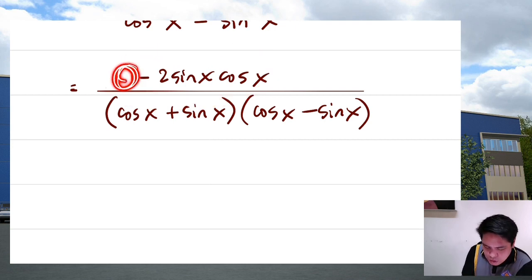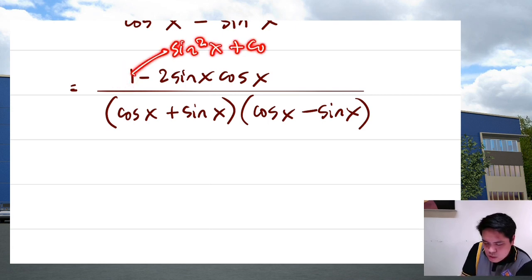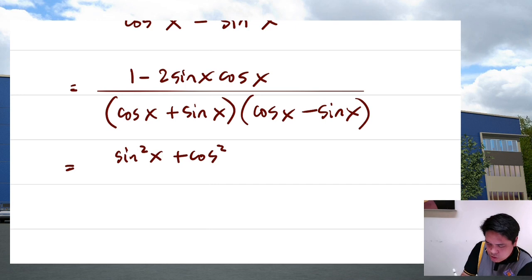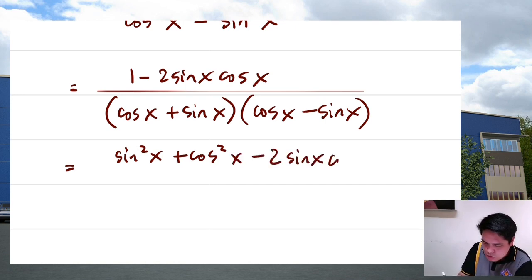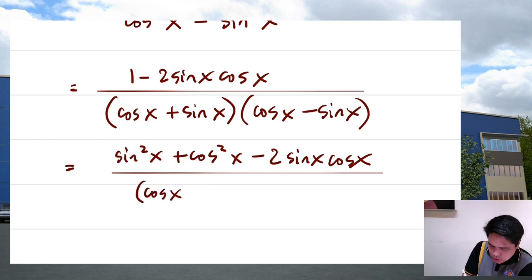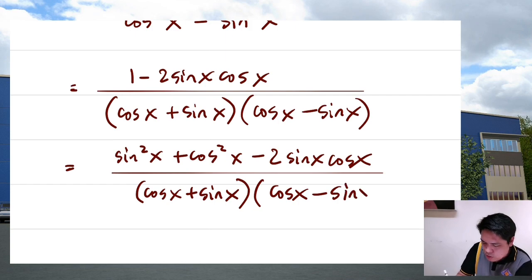how about if I change 1 into its identity? Remember that 1 is sine squared x plus cosine squared x. So, may mangyayari ba if I do that? So, ang 1, I'll change that to sine squared x plus cosine squared x minus 2 sine x cosine x. Remember that this is equal to 1. Okay? Then the denominator is cosine x plus sine x times cosine x minus sine x.